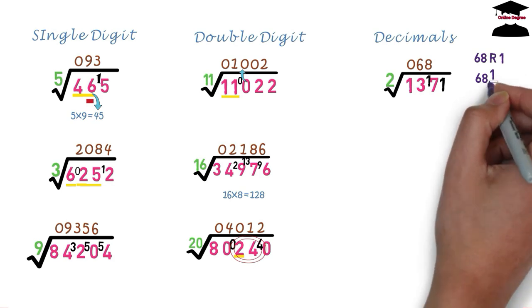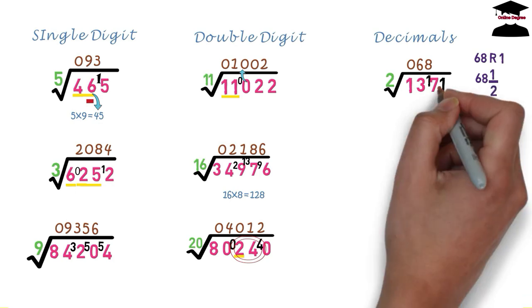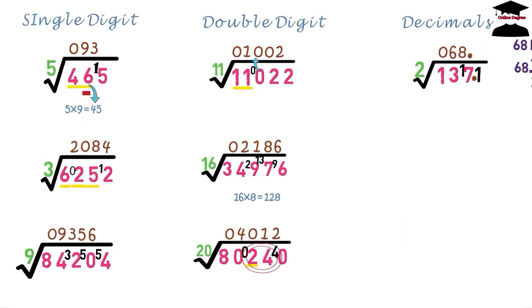68 1 over 2. So you can write the answer like this. But what if you need to solve it completely and bring the answer to a decimal? What you're going to do is add the decimal at the end of our dividend, which is 137, and also on the top.